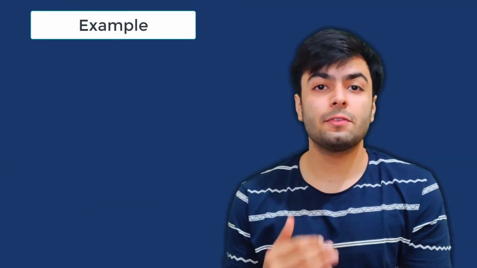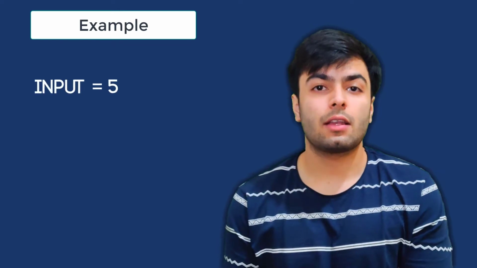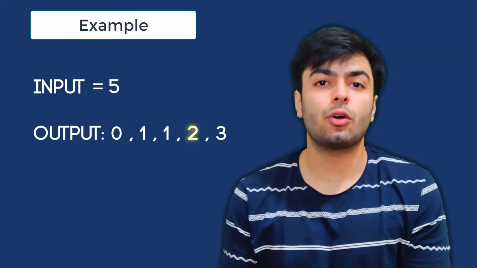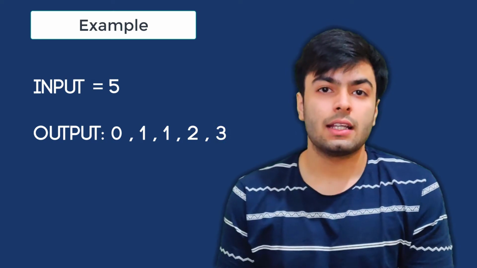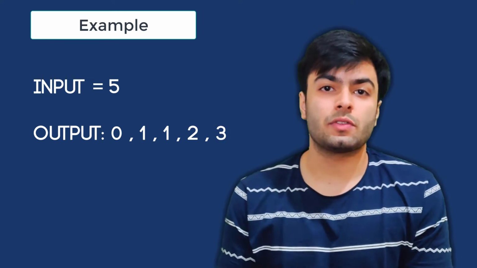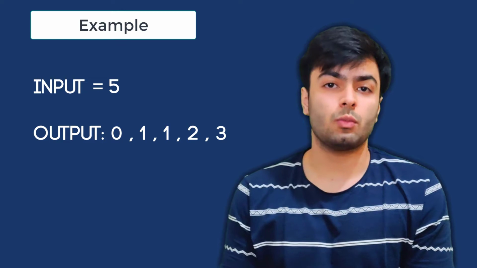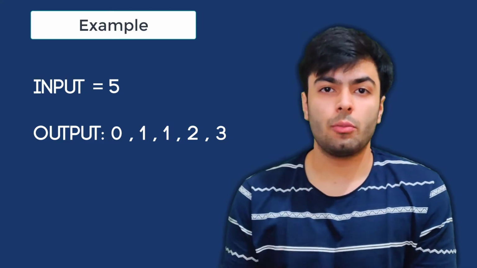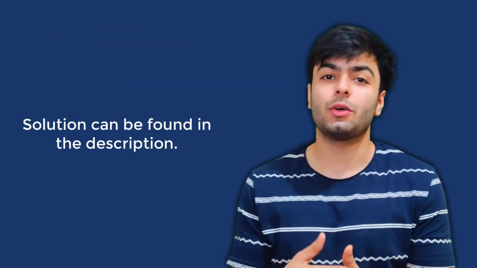For example, if the function was fed the number 5, then we would expect to see 0, 1, 1, 2, 3 on the output. This is because the first 5 terms of the Fibonacci sequence are 0, 1, 1, 2, and 3, and we want to see these terms separated by a comma at the output. At this point, I would encourage you to pause the video and try solving the problem yourself.